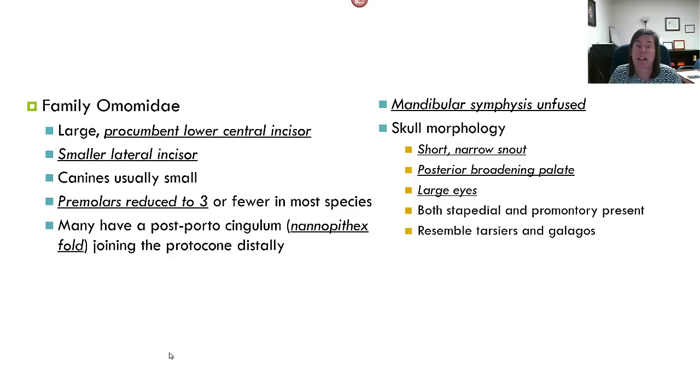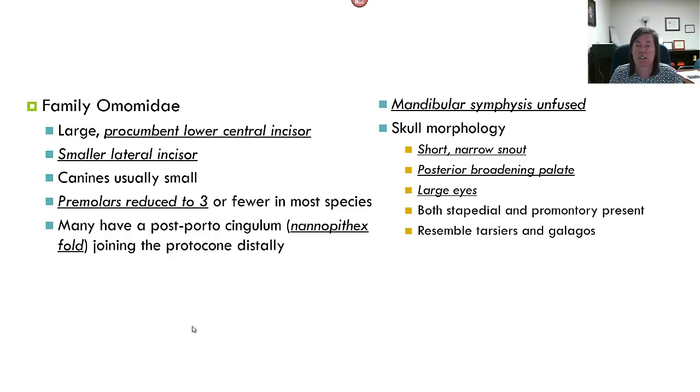They have a small lateral incisor, and the canines are relatively small. The premolars in most species are reduced to 3 or fewer, and most have a postprotocingulum, what's called a Nannopithex fold, joining the protocone distally. The mandibular symphysis is always unfused in the Omomyidae, and their skull morphology is also very specific. They have a very short, narrow snout. Their palate gets broader as it goes towards the posterior.